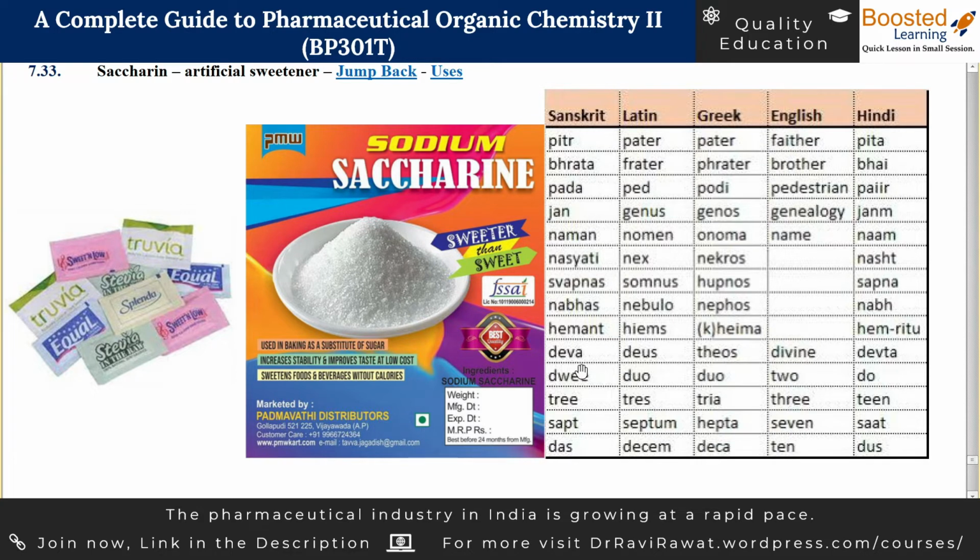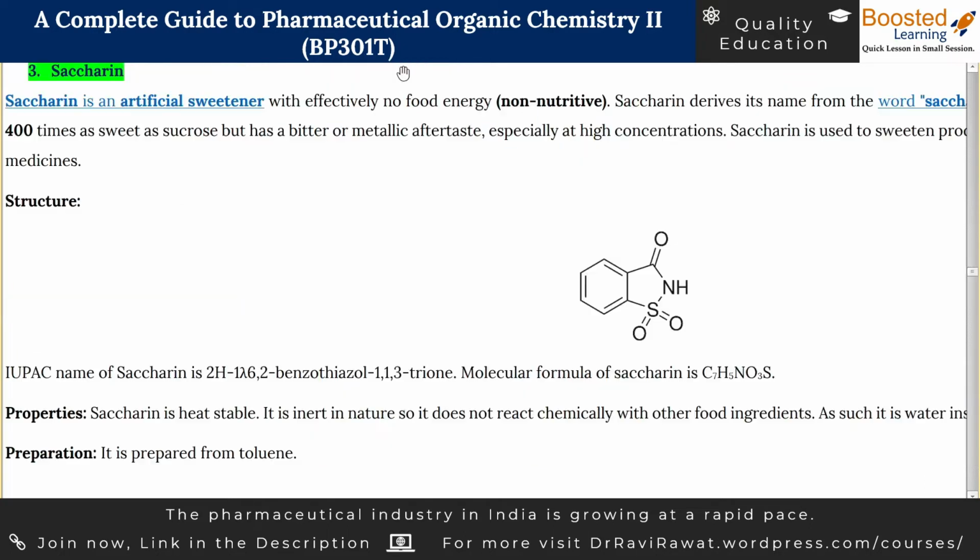You can see some of the words which have been derived from the Sanskrit language, like the Sanskrit word Pitru became pater in Latin, pater in Greek, and father in English. Similarly, the word Bhrata becomes frater in Latin, phrater in Greek, and brother in English. So you can see, these are just some of the words which have been derived from the Sanskrit language.